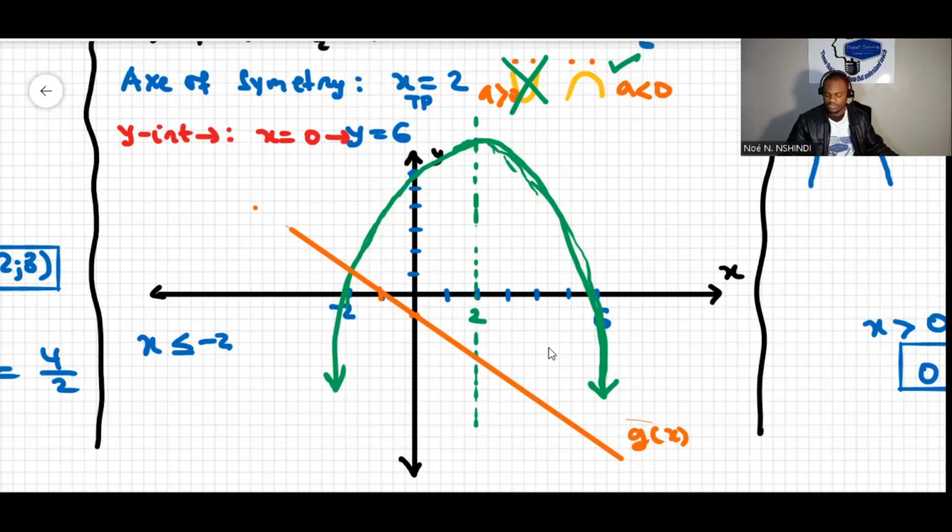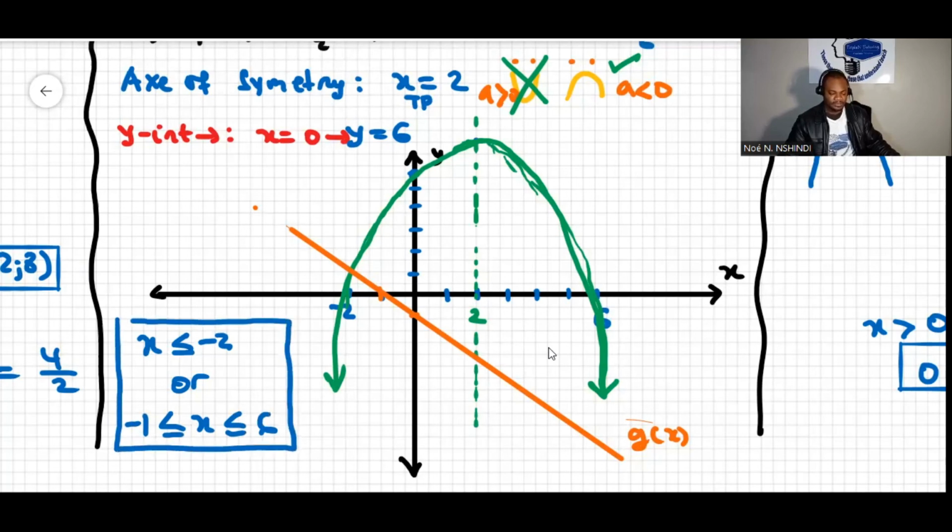So I say x is less than negative 2, or x is in between negative 1 and 6. If you look at the graph carefully, let me go over it again.